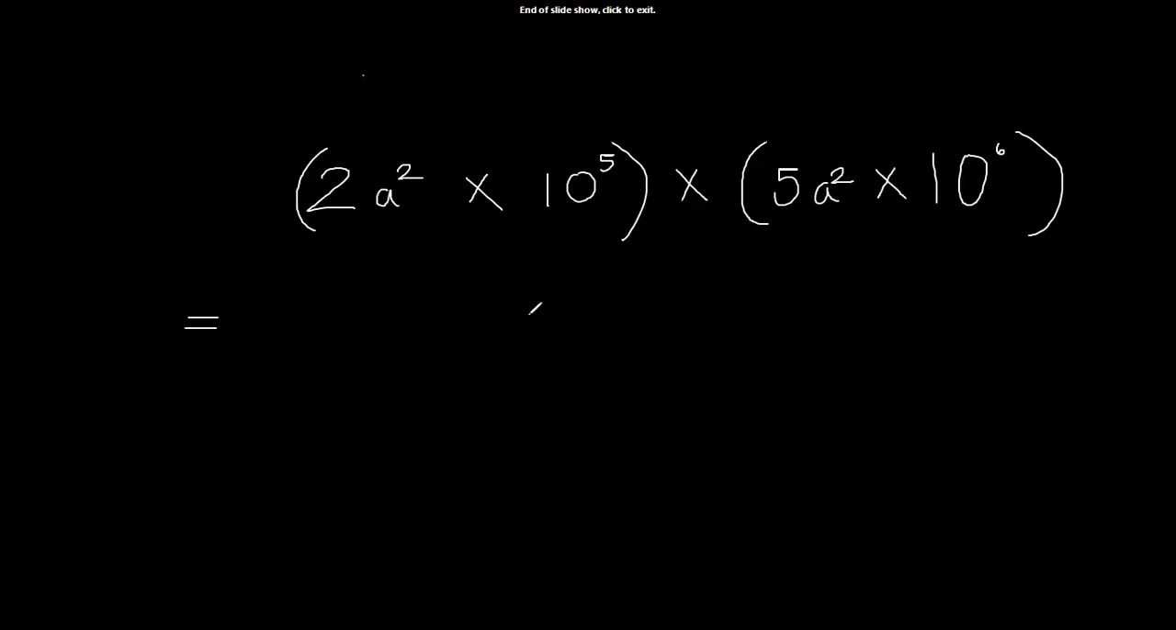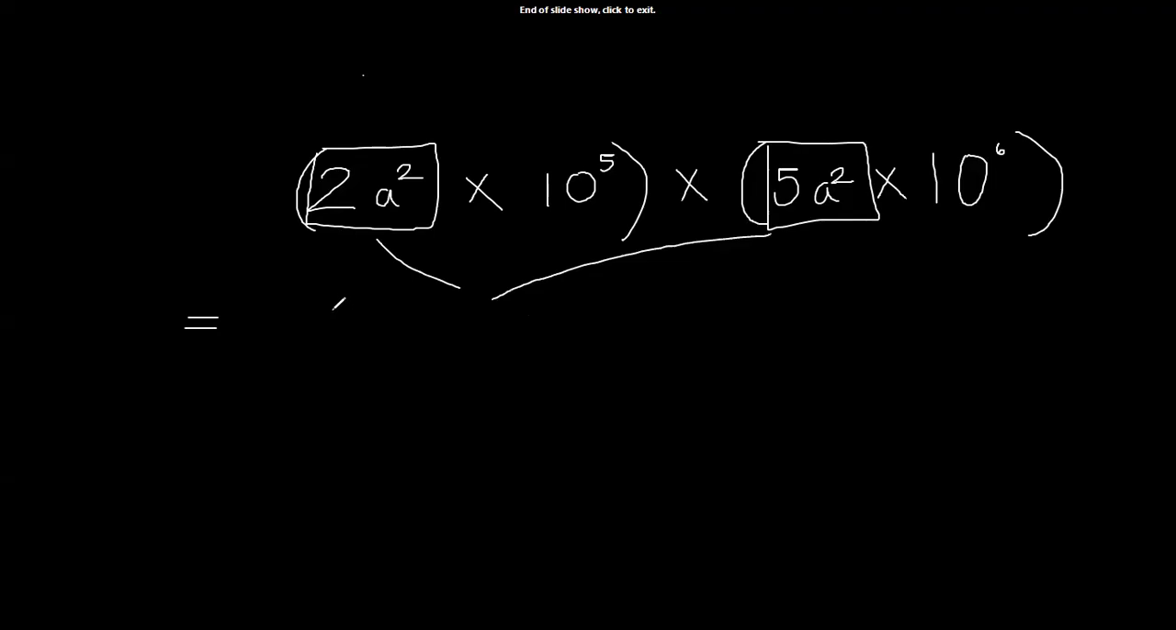This is not really a hard question, to be honest. It's not difficult. All you need to do is remember the same principles that we did before. So let's go ahead and answer this, right? We're gonna say 2a squared and combine that with what? 10 raised to the power of 5. 5a squared.